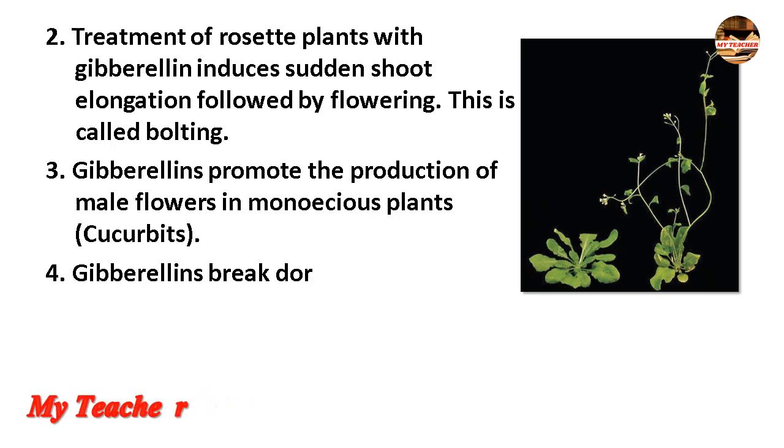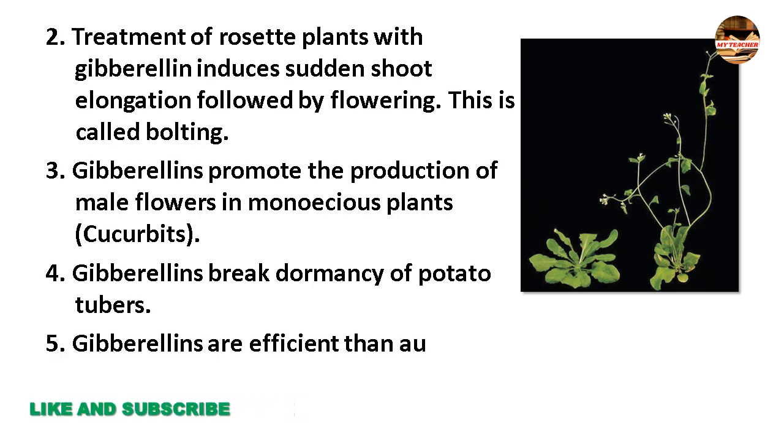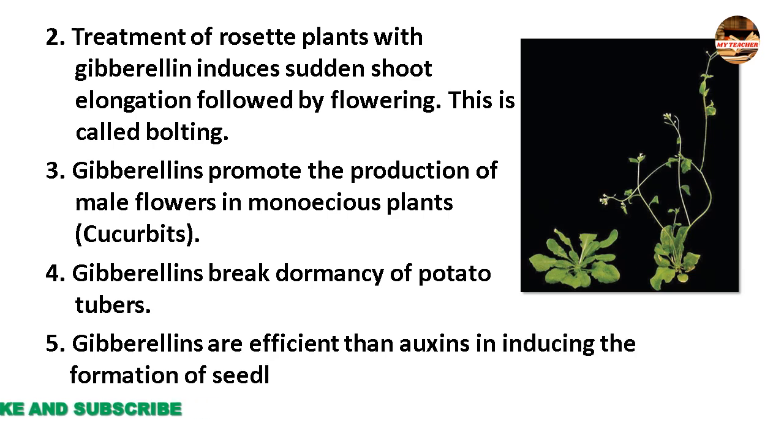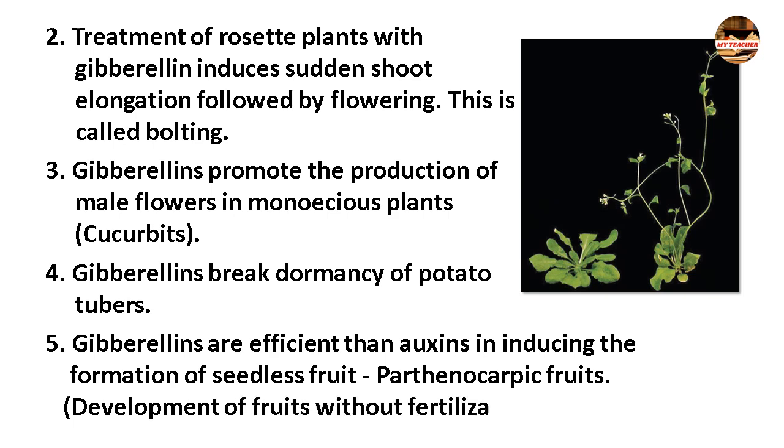Monoecious plants means where both male and female flowers are present in the same plant. Fourth point, gibberellins break dormancy of potato tubers. Dormancy means it is a period in an organism's life cycle where growth, development and physical activity are temporarily stopped. It is broken by the application of gibberellins. Fifth point, gibberellins are more efficient than auxins in inducing the formation of seedless fruit, that is parthenocarpic fruit. What do you mean by parthenocarpy? Development of fruits without fertilization. Example, tomato.